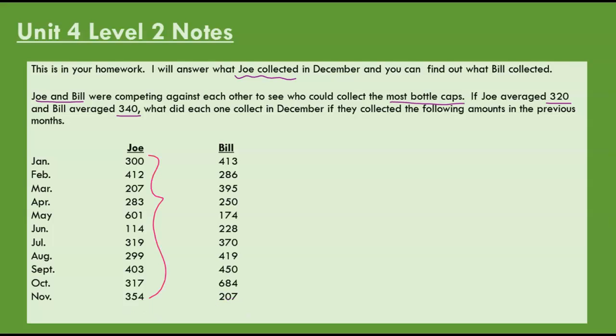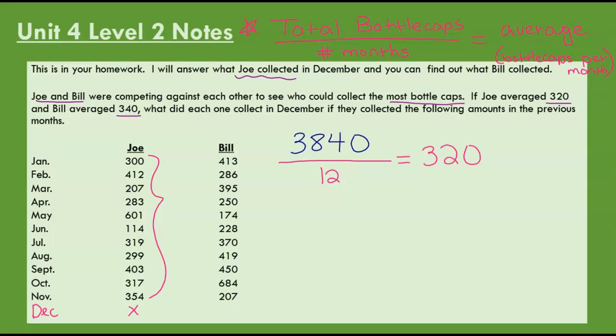We know this many bottle caps were collected by Joe so far, and we need to figure out how many bottle caps he collected in December to get an average of 320. We need to figure out how many total bottle caps he collected divided by the number of months, which is 12, and that equals my average of 320 bottle caps a month. In order to figure out the total, we're saying what divided by 12 is 320, so undo that by multiplying by 12, and we get a total of 3,840. So that divided by 12 is 320.